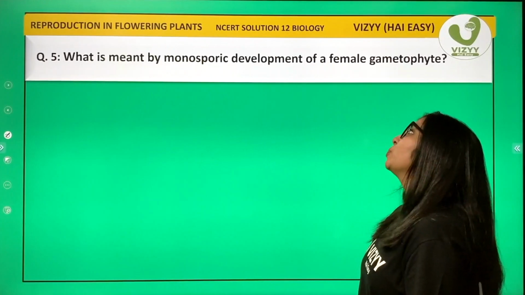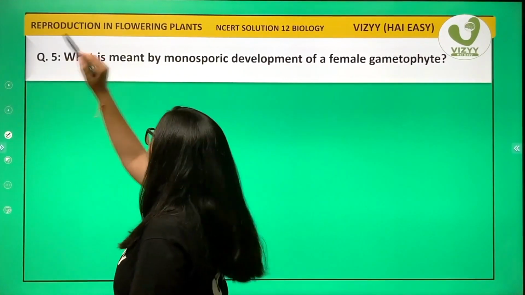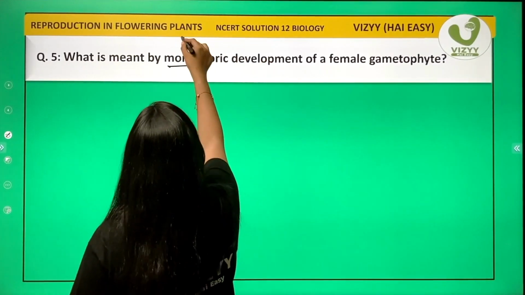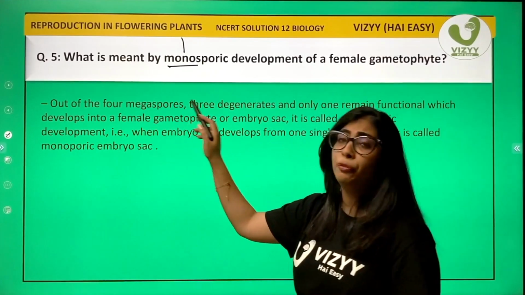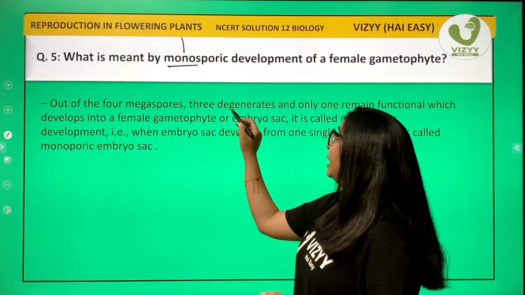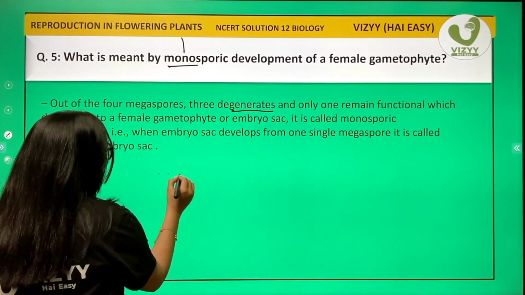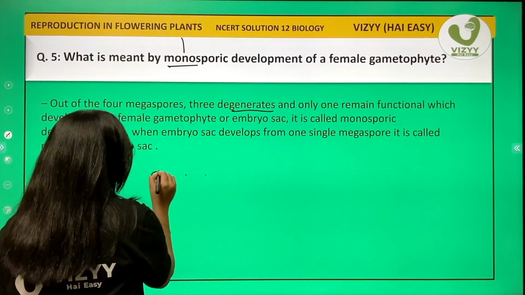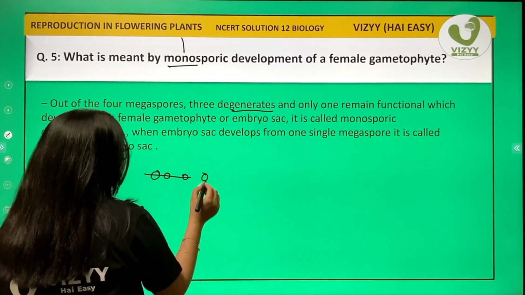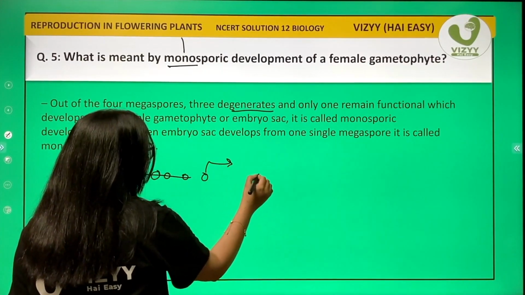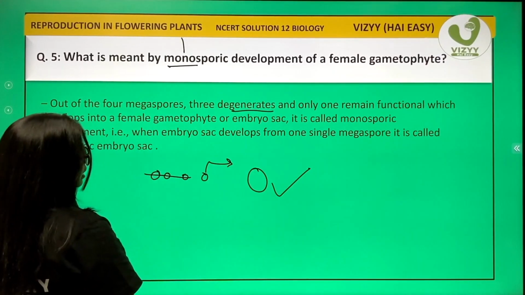Followed by monosporic development of a female gametophyte. What does the word monospore mean? Mono means one. Okay. So, out of the 4 megaspores, 3 degenerate. So, we had 4 megaspores. Now, 3 of them degenerate and 1 develops. Thus, this is known as monosporic development.